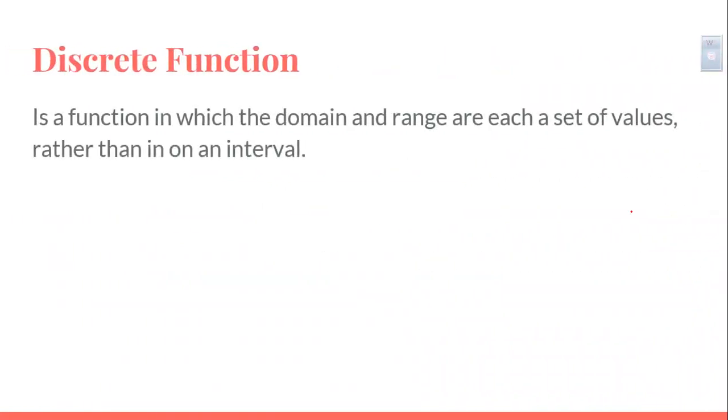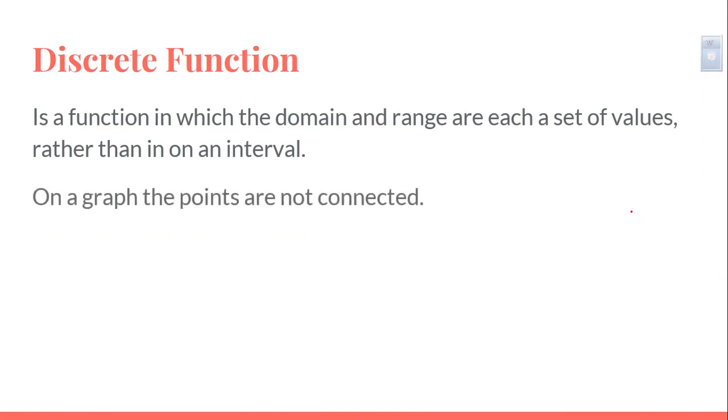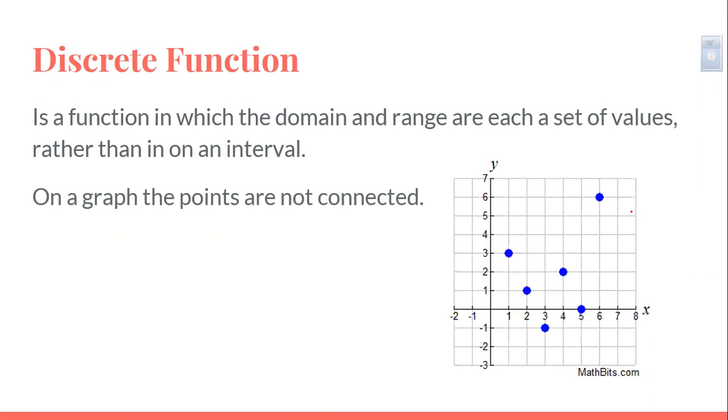All right, a discrete function, which was talked about yesterday, is a function in which the domain and range consist of individual sets of values rather than an interval. So on a graph, the points are not connected. The other way to represent a discrete function is as an ordered pair set.